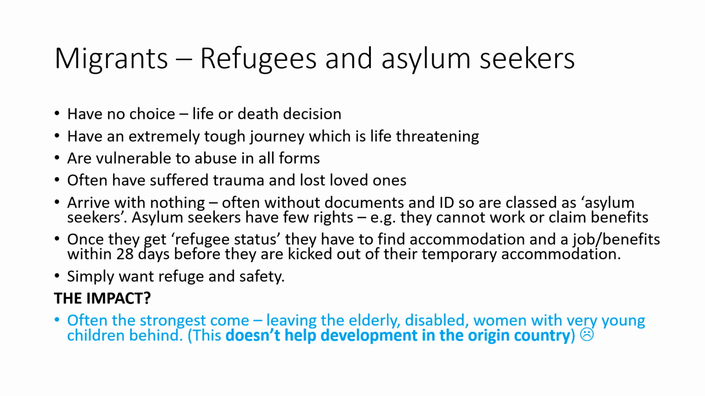communities. And on the country of origin, that means where they've come from. So often the strongest come. When it comes to refugees and asylum seekers, it's often the strongest that will take that journey. That generally leaves elderly people behind, disabled people, women with very young children. They're the people that generally will be left behind because they're considered less able to make the journey.